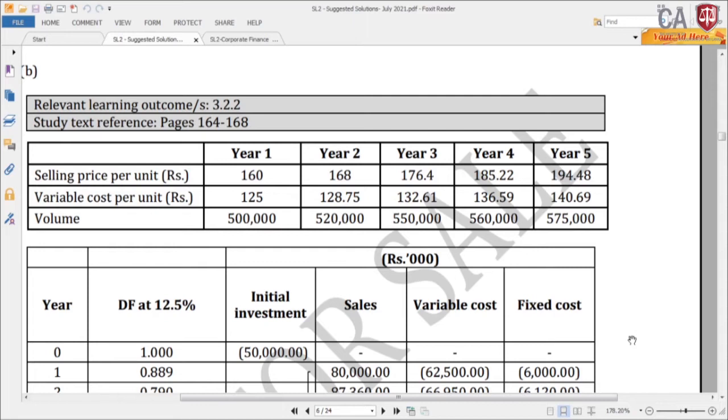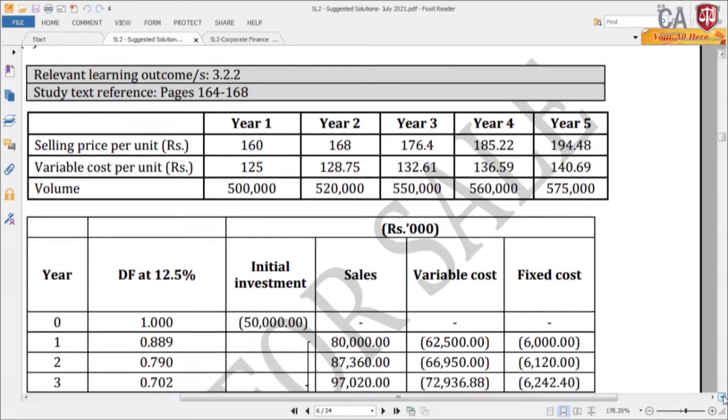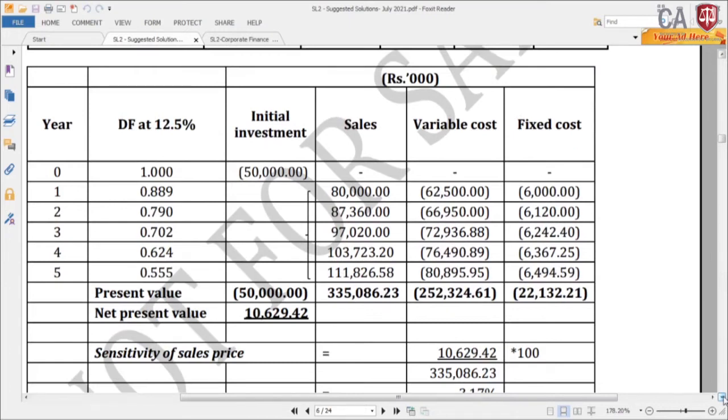So going to question 1b, you can see that they have given you year 1 to 5. The selling price, as I mentioned, 160 is the selling price in year 1, and that goes up by 5% every year till 5 years. Variable cost is 125 in year 1, again going up by 3% every year, that's given there. Volume of course is given in the table, straight away you take it. Then what you have to do is calculate your basic NPV. You can see the years are given, year 0 to 5, and your discounting factor at 12.5, the cost of capital given. They don't confuse you, they simply give you the cost of capital as 12.5.